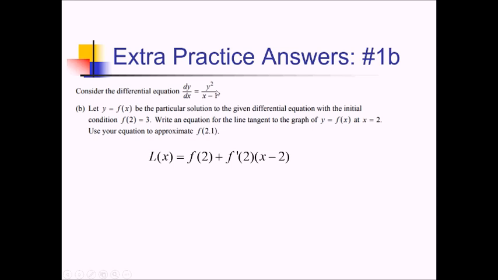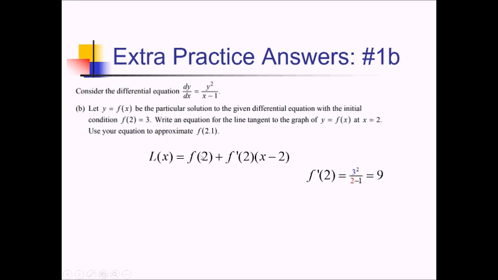For f prime of 2, I have to take 2 and plug it into this differential equation to get the slope there. But this is a little bit tricky because this differential equation takes not just x values but also y values. So I'm going to have to plug 2 in for the x right here. I'm also going to have to plug in the y value that goes with 2, which is 3, into this y squared part. So f prime of 2 is going to be 3 squared, the y value, over the x value 2 minus 1. So this is 9 over 1, which is just 9.